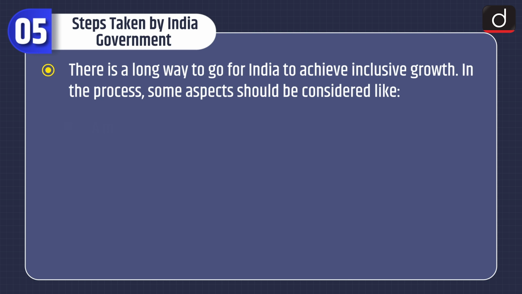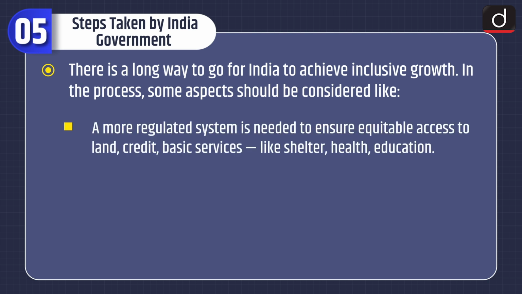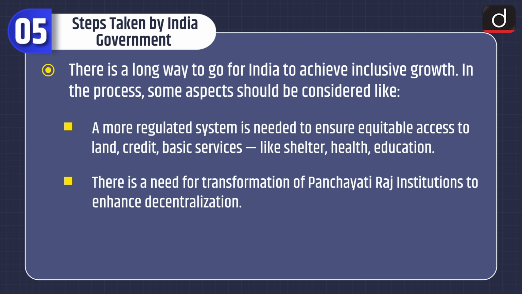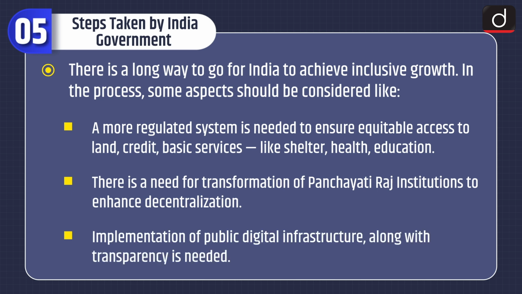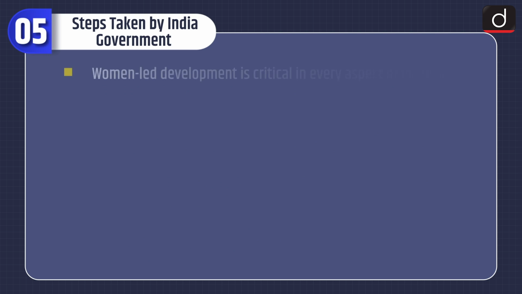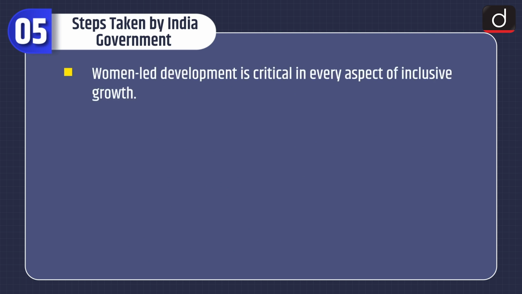In the process, some aspects should be considered like a more regulated system is needed to ensure equitable access to land, credit, basic services like shelter, health, education. There is a need for transformation of Panchayati Raj institutions to enhance decentralization. Implementation of public digital infrastructure along with transparency is needed. And women-led development is critical in every aspect of inclusive growth.